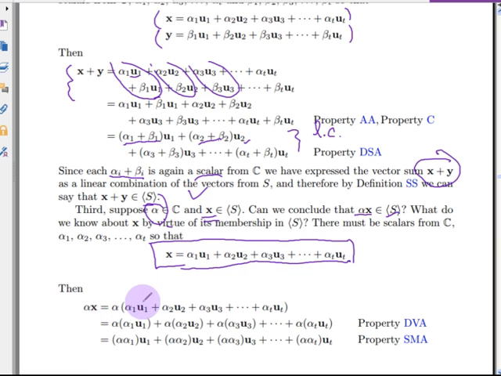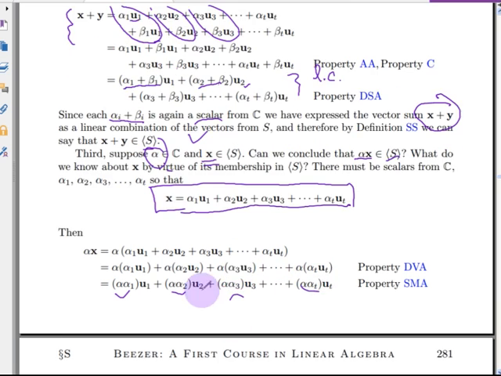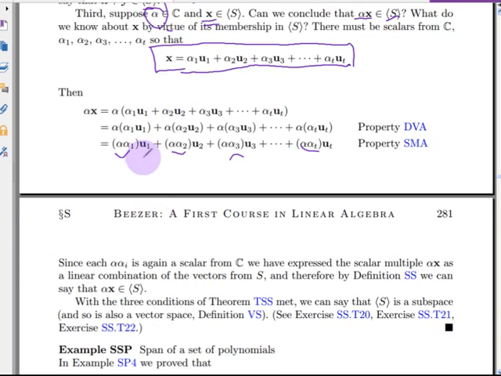So if we multiply by alpha, we can distribute in, and we can use the associative property of scalar multiplication. Now what do we have here? Here we have a new scalar, new scalar, new scalar, new scalar. Here we have scalar times u1, scalar times u2, all the way up to scalar times ut. That means that we have a linear combination of the vectors u1 up to ut. So we've shown that alpha x is a linear combination, therefore alpha x is in the span. Okay, so that tells us that the span of any set of vectors is a subspace.